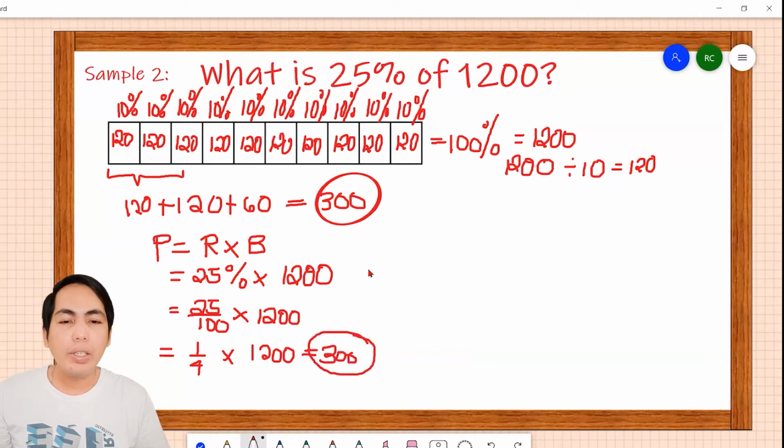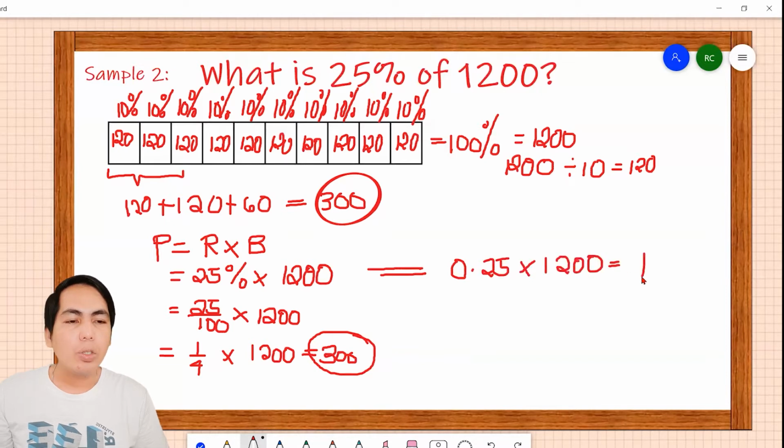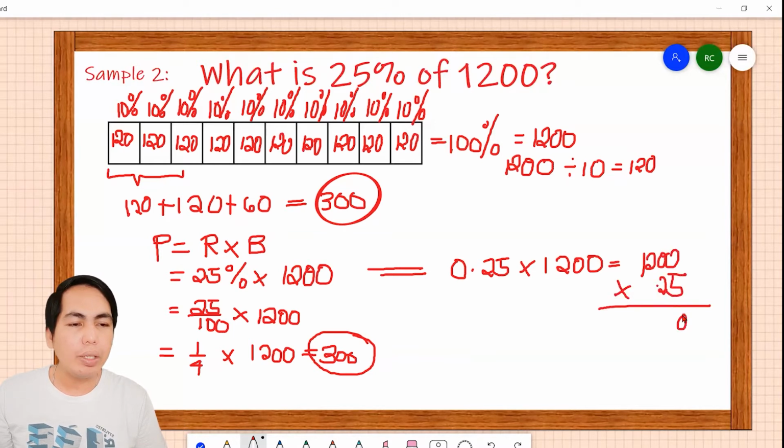Or we can change this into decimal form, which is equivalent to 0.25 times 1,200. So 1,200 times 0.25. So 5 times 0 is 0, 5 times 0 is 0, 5 times 2 is 10, 0 the group 1.